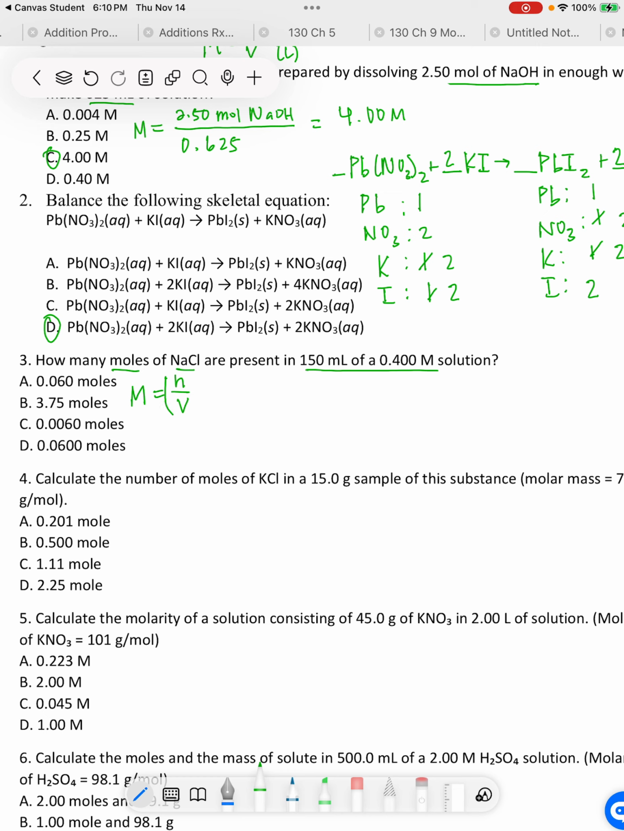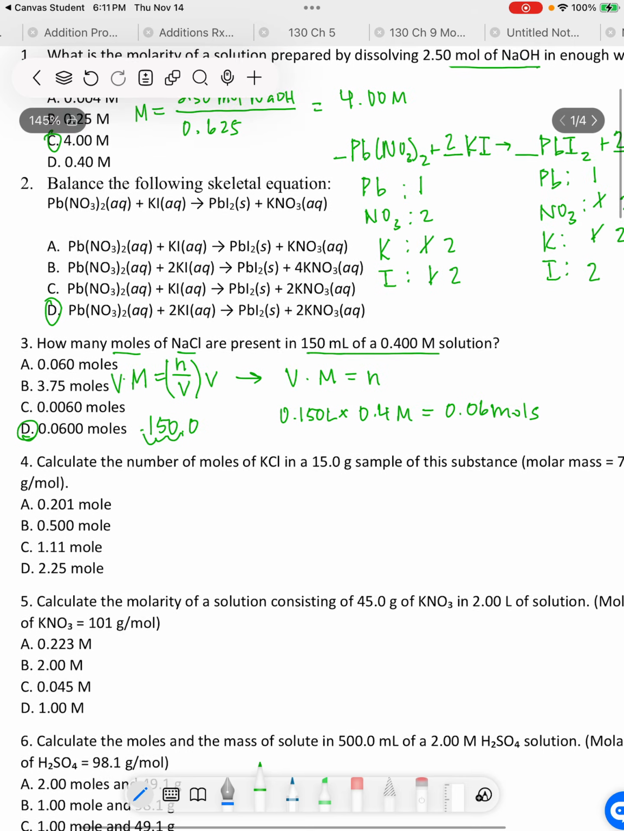So we need to rearrange this equation so that it equals n, which stands for moles. We do that by multiplying both sides by volume, and that gives us volume times molarity equals moles. So now we have 150 milliliters, and remember, if we move the decimal over to the left 3 times, that gives us liters. So we have 0.150 liters times 0.4 molarity, and that gives us 0.06 moles of NaCl. So that would be D.